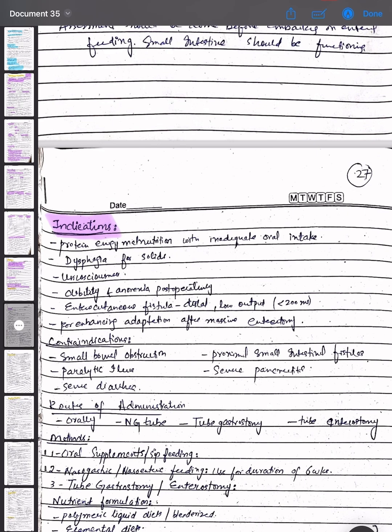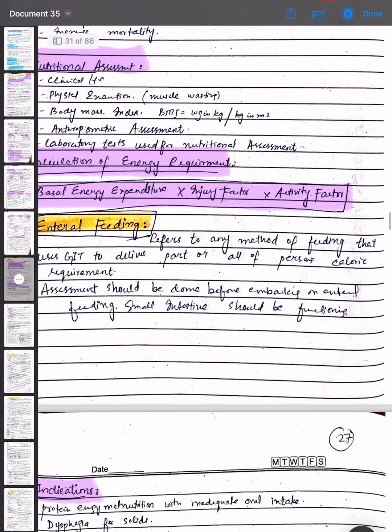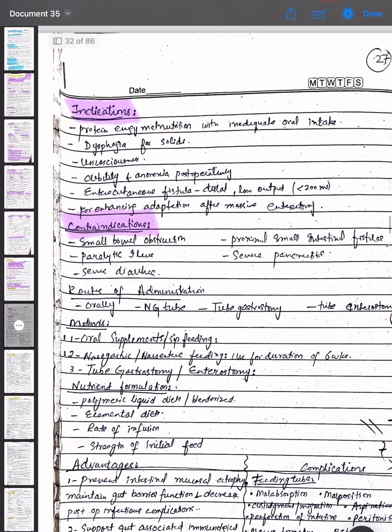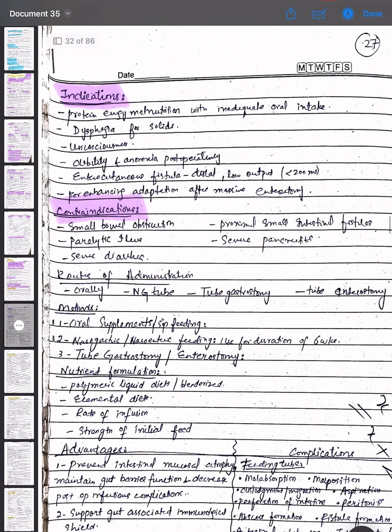What are the contraindications? Small bowel obstruction. Enteral feeding is not done in the case of small bowel obstruction, in the case of paralytic ileus, in case of severe diarrhea, in case of proximal small intestinal fistulas, and in the case of severe pancreatitis.